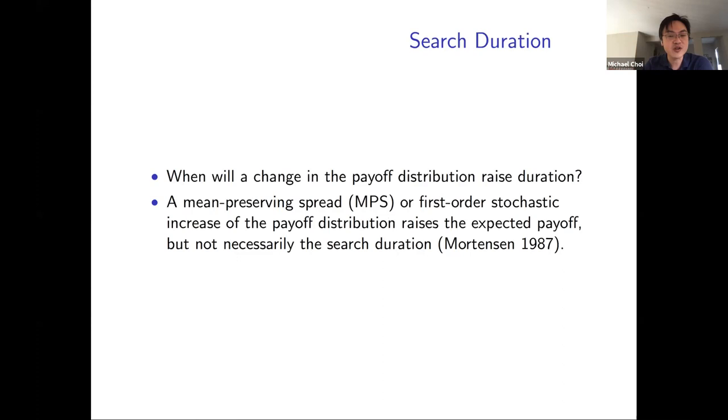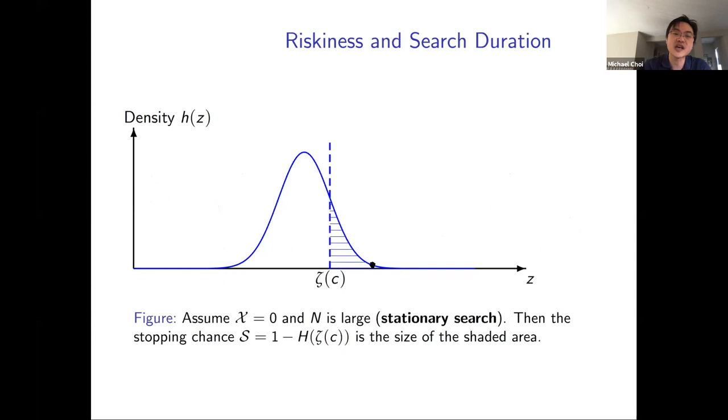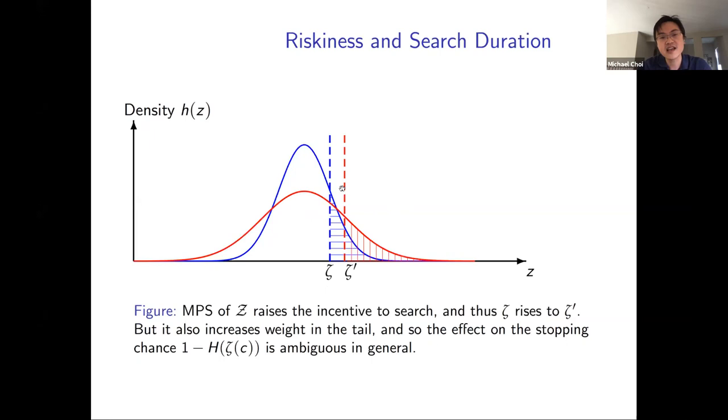Now, it's easy to see why there's ambiguity. If you take a standard stationary search model and the blue line is the wage density, then you solve for the corresponding reservation wage, and the shaded area will be the chance that you stop searching. So that's the standard notion. Now, if you make the distribution more risky, like the red line, the cutoff goes up. That's the standard result, the searcher is better off, but there is also more probability mass in the right tail. So a priori, it's not obvious whether the size of the shaded area goes up or not. That's the reason why it's not easy to generate a prediction.